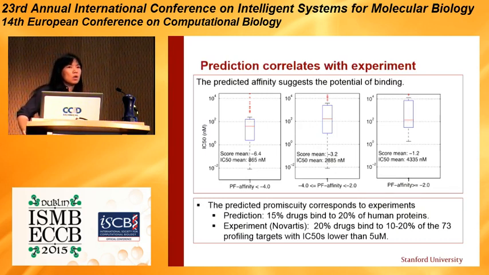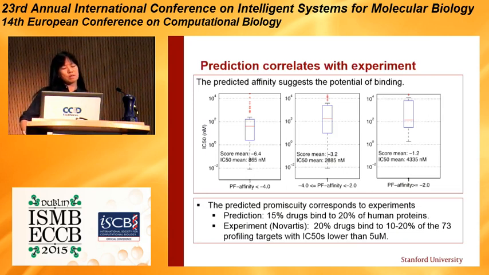In the second aspect, we first decide a heuristic cutoff where we're able to count the off-targets, so calculate the promiscuity index using a certain cutoff. There, using that cutoff, we claim that 15% of drug bind to 20% of the human protein. That's the estimation of the overall 200 drugs against all the human proteins. So according to the Novartis experimental report, they say 20% of drug bind to the 10 out to 20% or 70 profiled targets, which using their 5 micromolar IC50 cutoff.